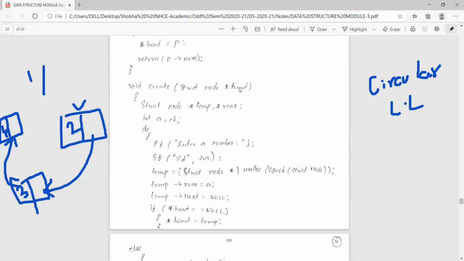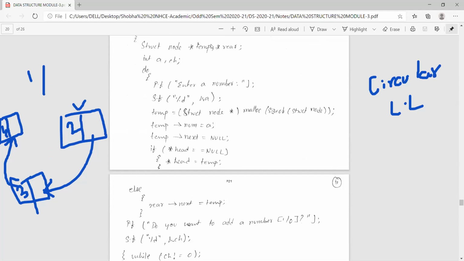In the create function, initially head is null, right? So it gives a null value. Then temp and rear are null; it is just a pointer variable used here. Don't confuse it with queues. Then enter the number, the first person 1, 2, 3, 4, 5, whatever you want to give; you enter and scan those numbers. Finally, you allocate memory, store the value in the number part, and make temp's next null.